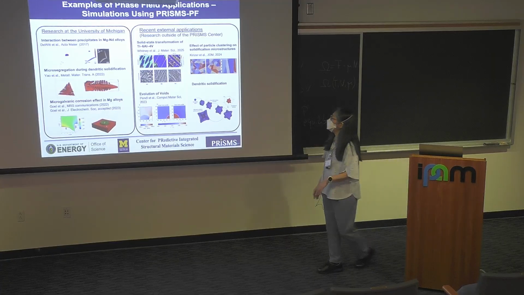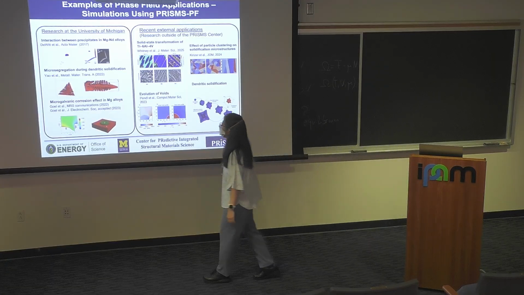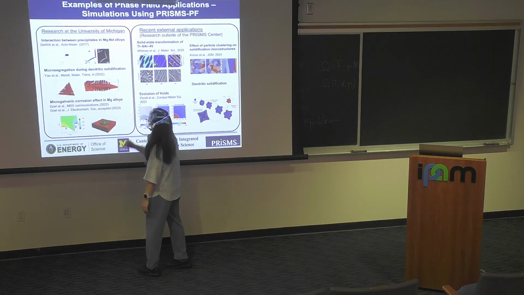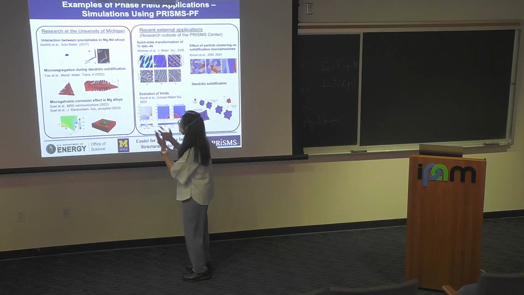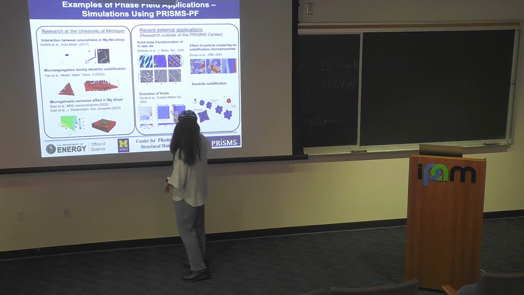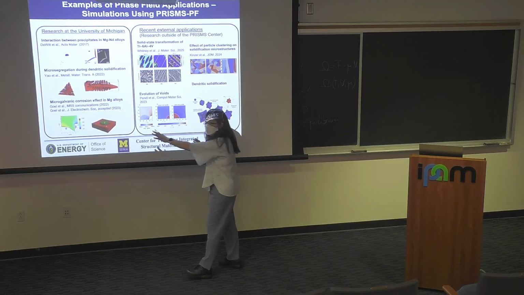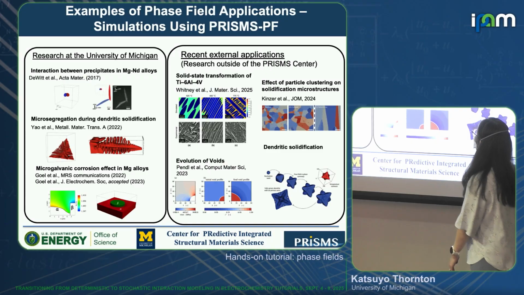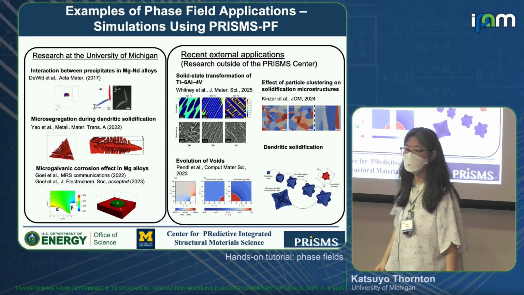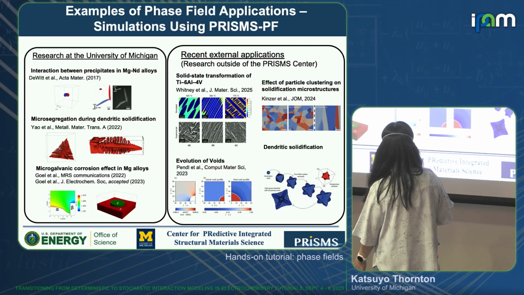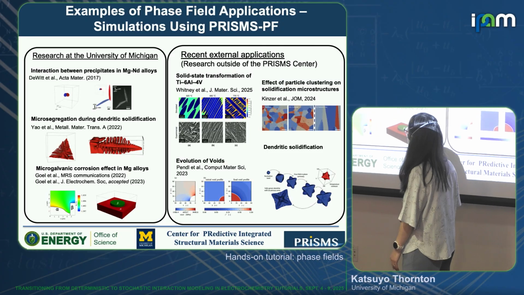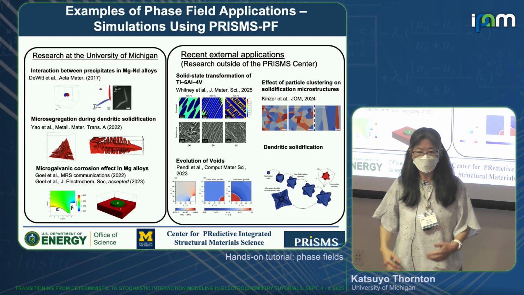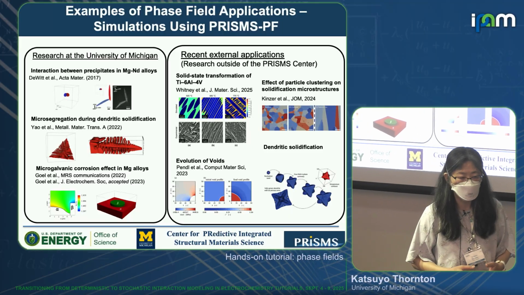Phase field models have a lot of different applications. They can be used for solid-solid phase transformations, like those examples, and liquid-solid phase transformations, so those are the examples. The left-hand side is from my group, the middle is from our University of Michigan group, and the right side is external groups that are using our software. In more recent times, we've been using it to follow interfaces as they evolve with time due to electrochemical reactions.